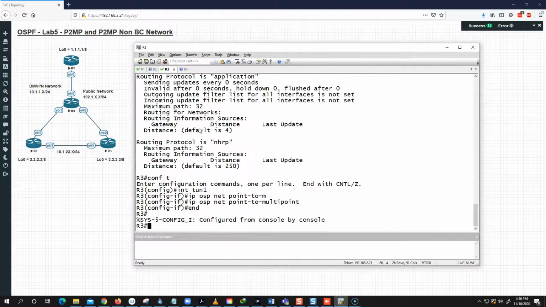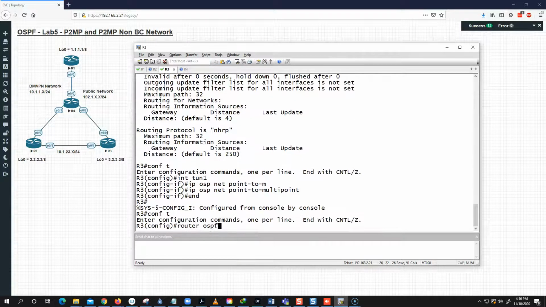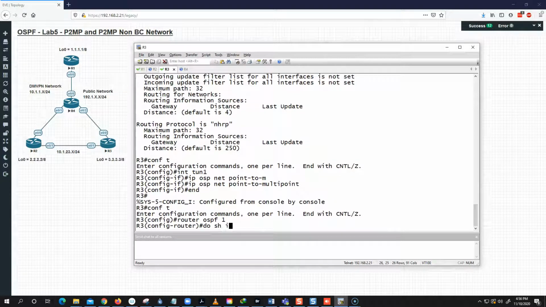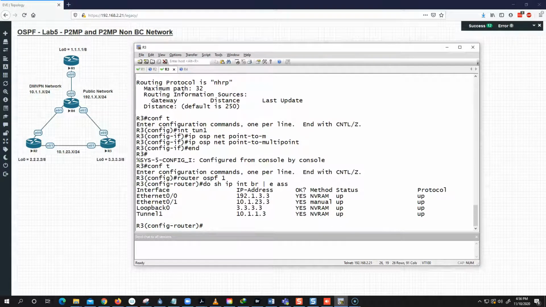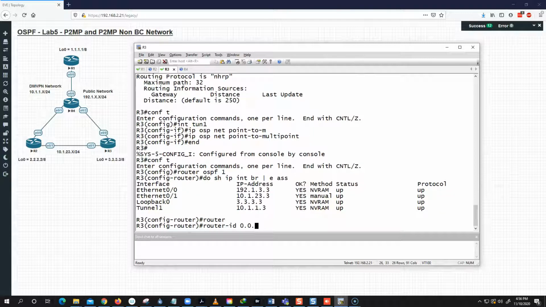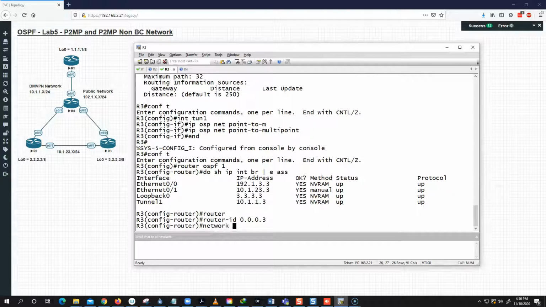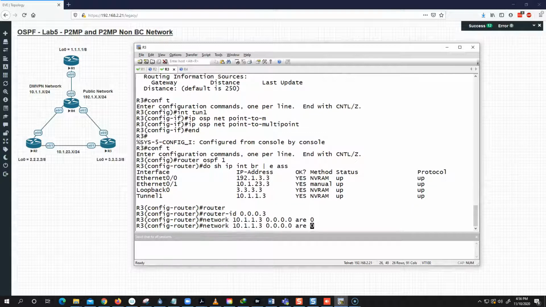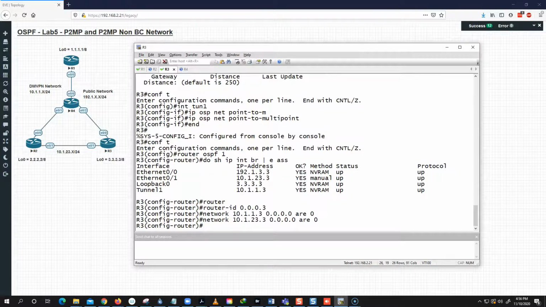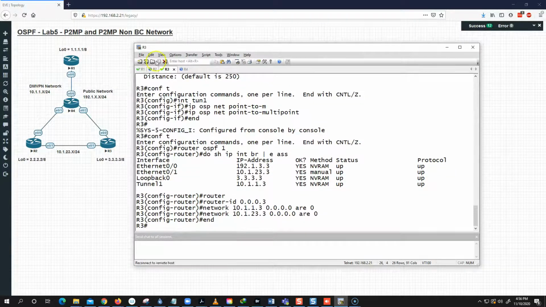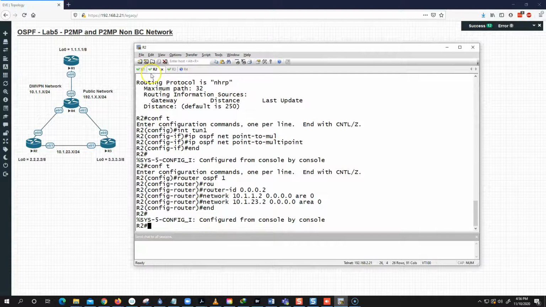We're going to do the same on router 3. So let's go there, router OSPF 1. Anytime you are not sure, like I did this lab a long time ago, you always run this command and verify what the IPs on your interface are. So I will do router ID of 0.0.0.3 and then the network 10.1.1.3, which is the tunnel network, in area 0, and then the 10.1.23 network, which is also in area 0.